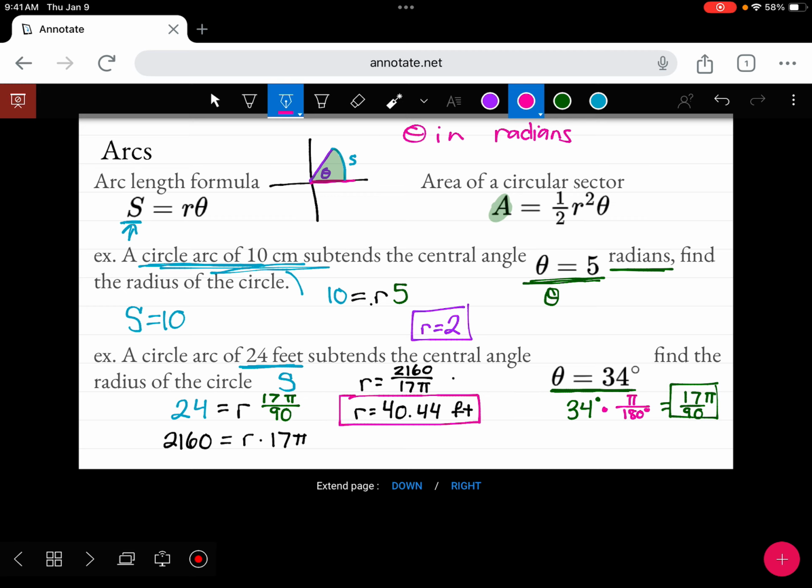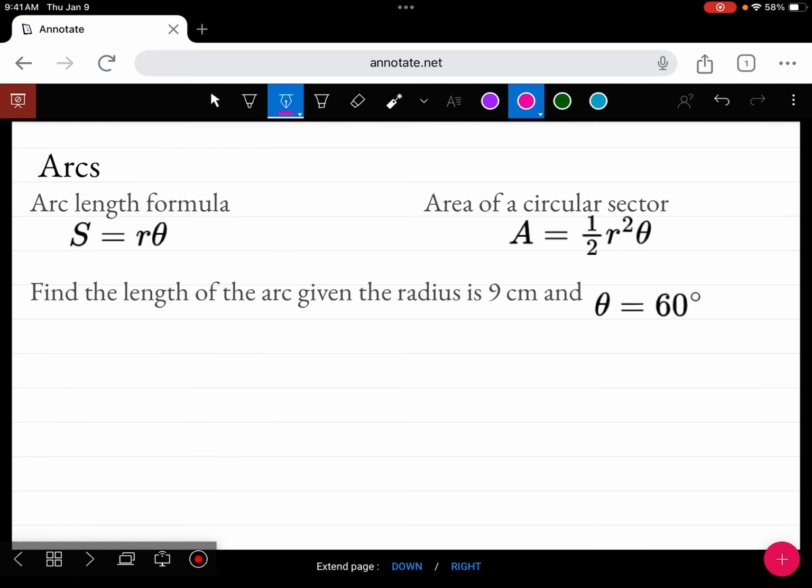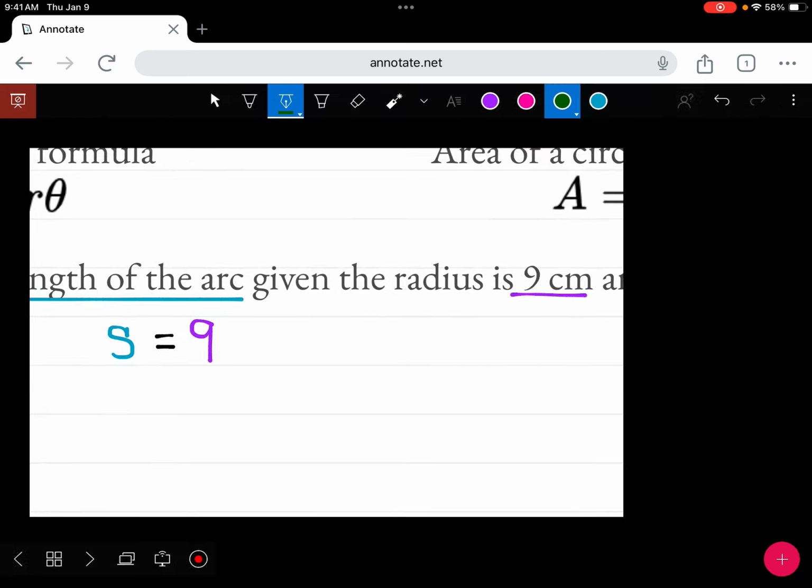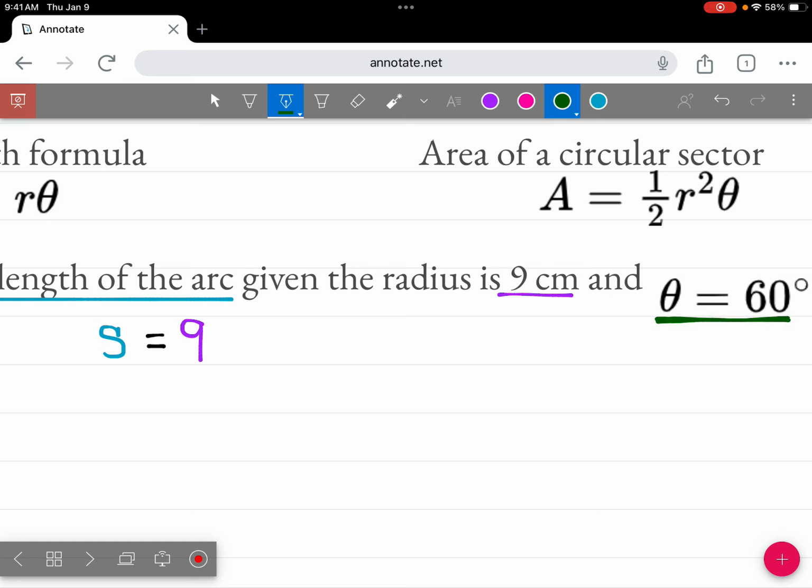Questions on these two? Let's make sure we get to one that has an area. Cool. All right, so this one is finding the length of the arc, so it's going the other direction. We're going to find S. S equals our radius of 9 centimeters, which is this guy here, times our theta. But remember, theta has to be in radians. What is 60 degrees in radians?